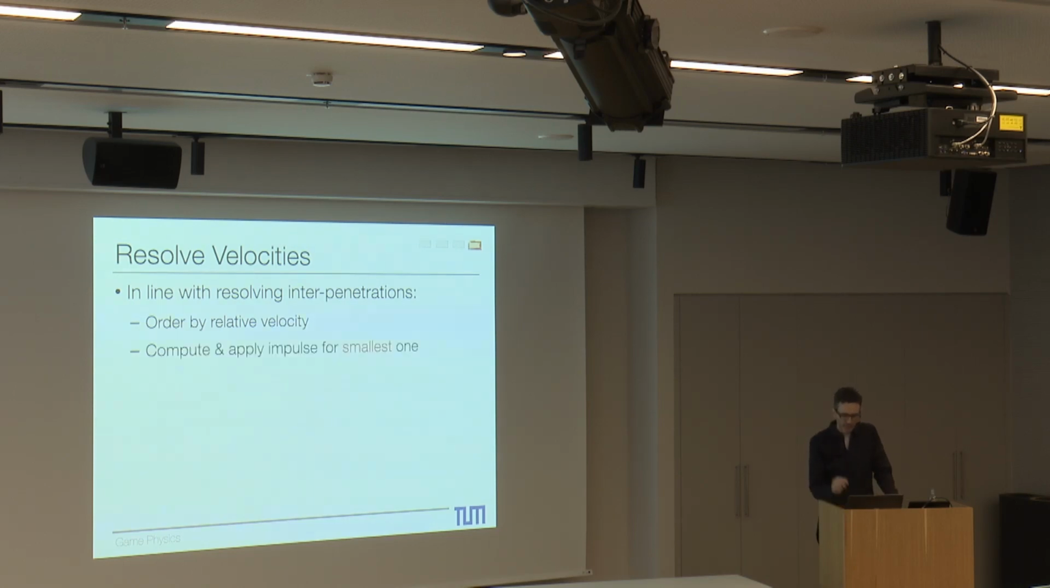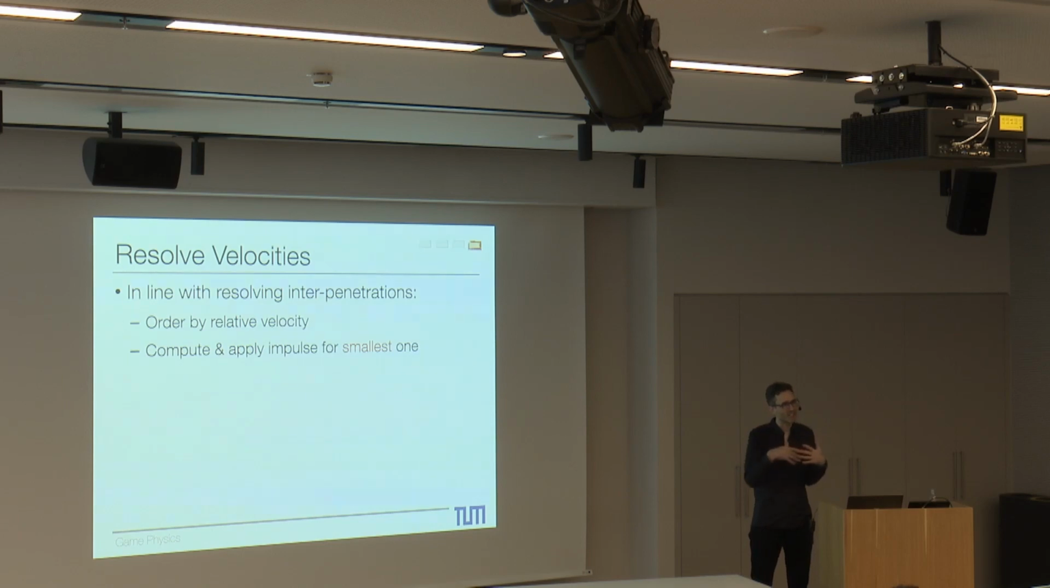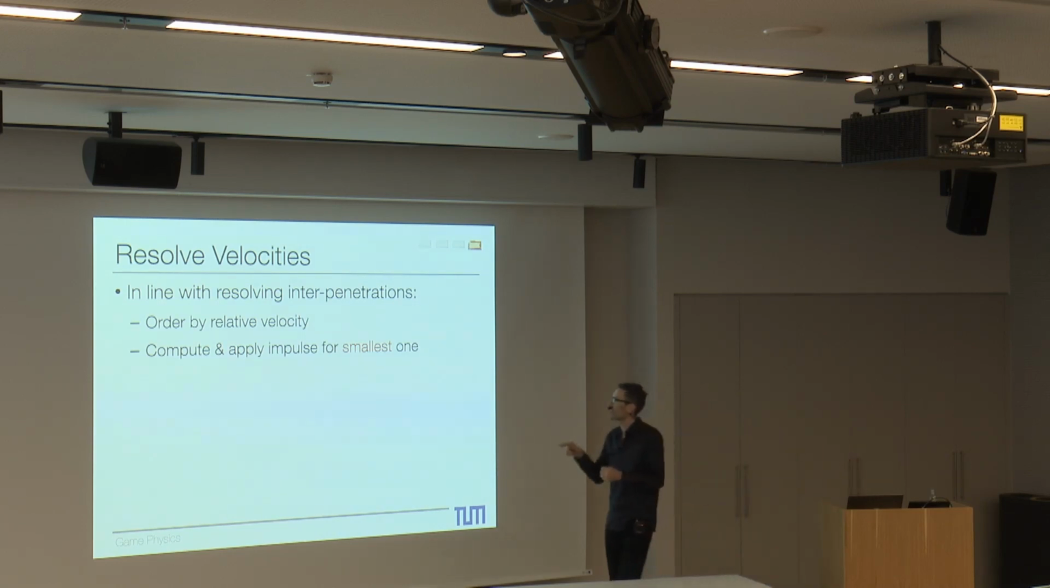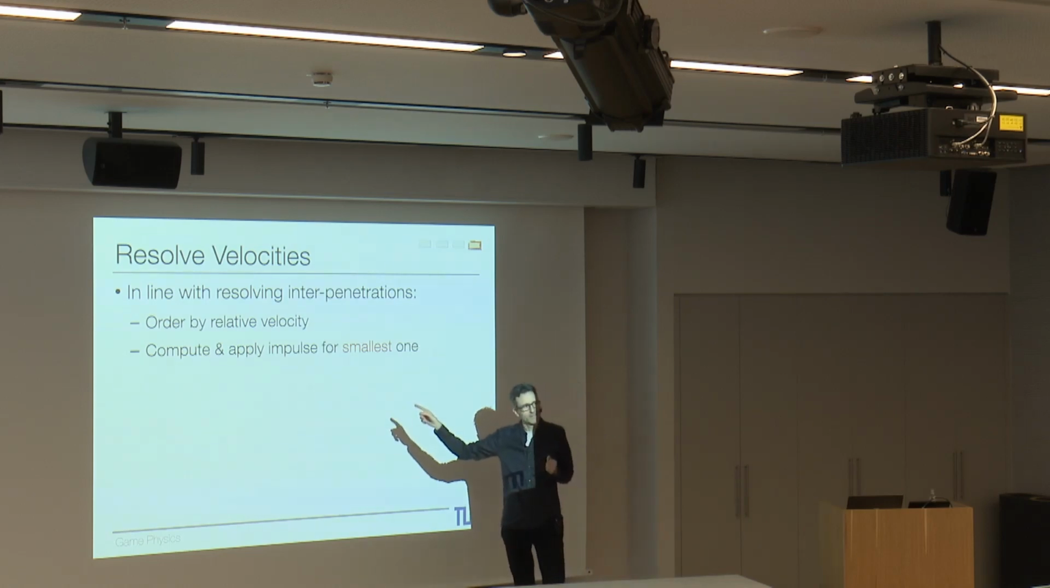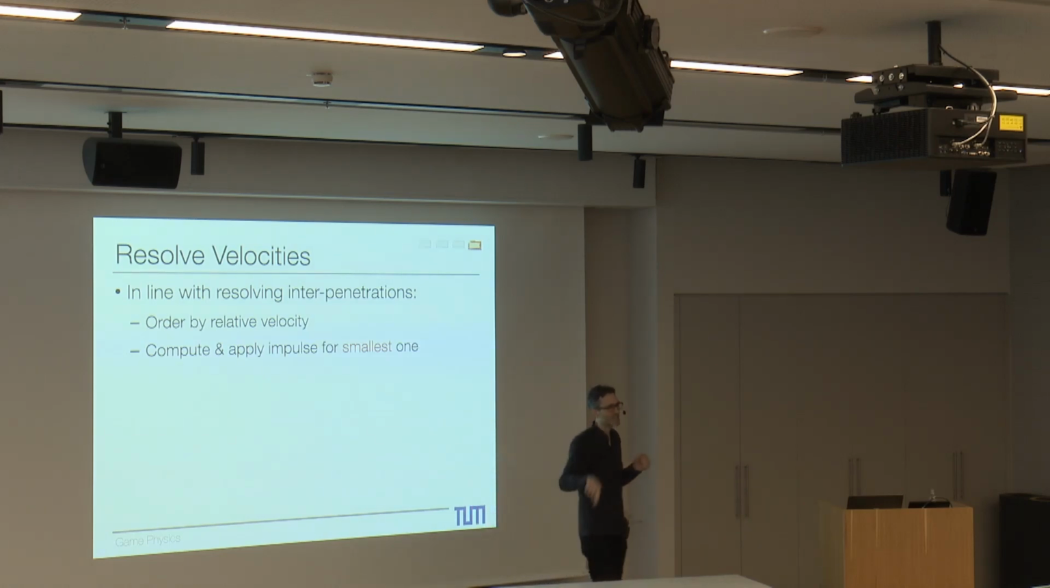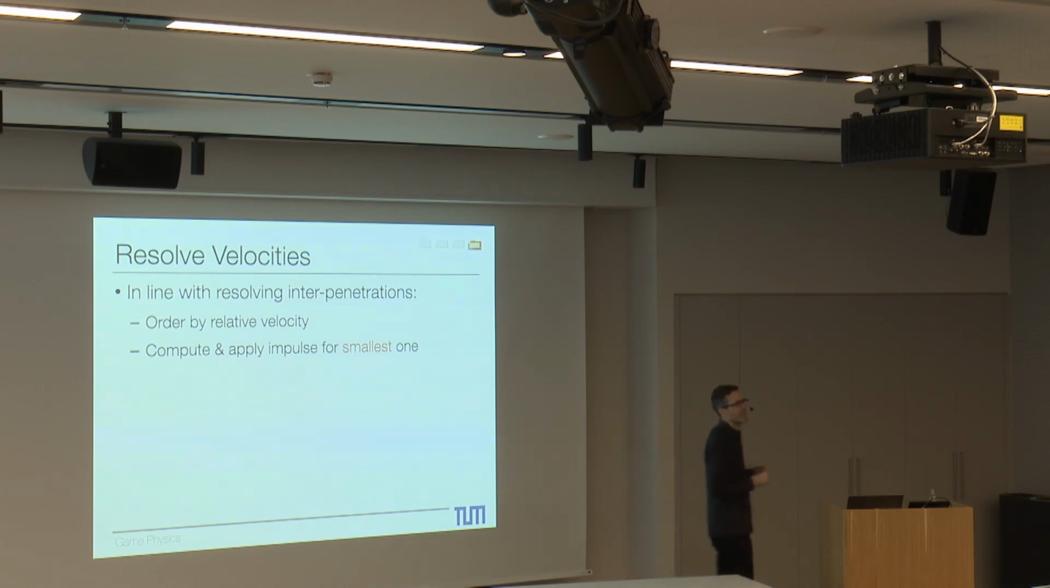Now the picture slightly changes. In contrast to the geometric penetration depth, as it's often called, meaning how far the objects are inside of each other, now we need to look at the relative velocities. Because those are defined to be negative when the objects go into each other, we're now looking for the smallest one, meaning the one with the largest negative component going into the other object. That's potentially the worst collision, because there we have the largest velocity going into the other object.